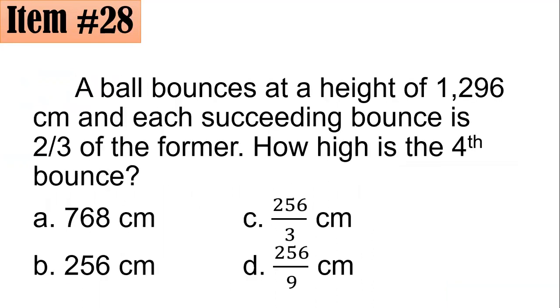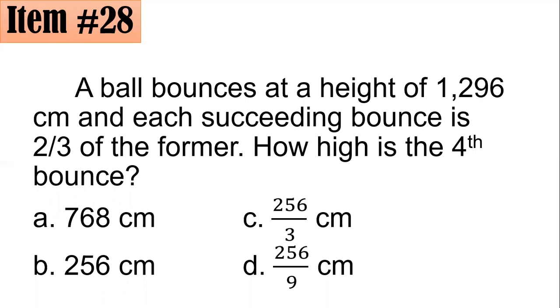Number 28. A ball bounces at a height of 1,296 cm, and each succeeding bounce is 2/3 of the former. How high is the fourth bounce, in centimeters? Is it 768, 256, 256 thirds, or 256 ninths? What do you think?